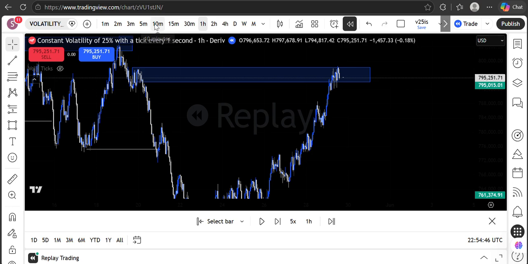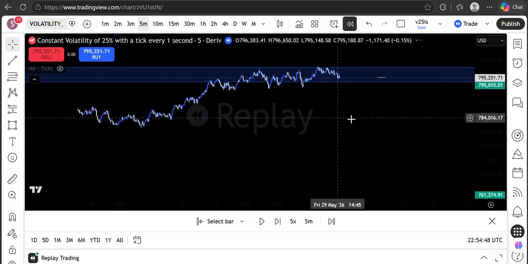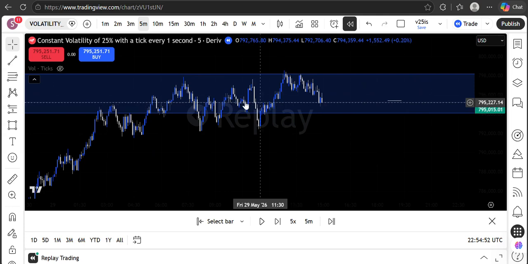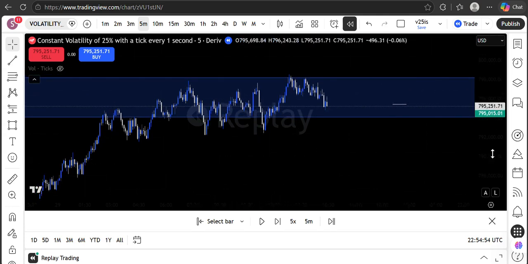Okay, so now let's go to our 5 minutes time frame. Okay, now coming down to our 5 minutes time frame. So we have seen that price has mitigated our zone.